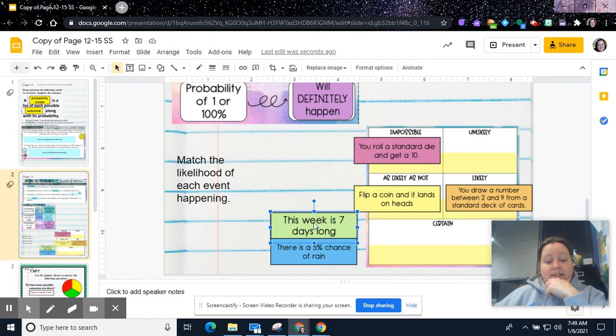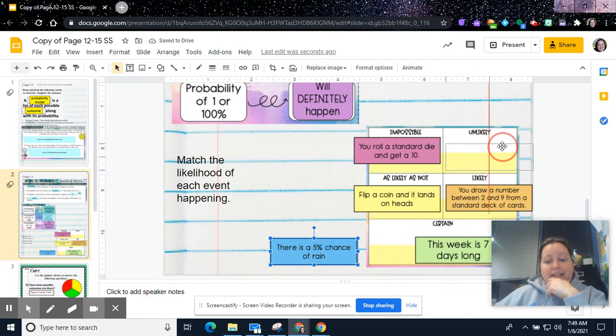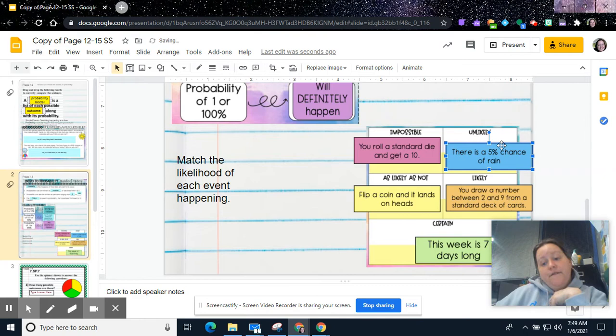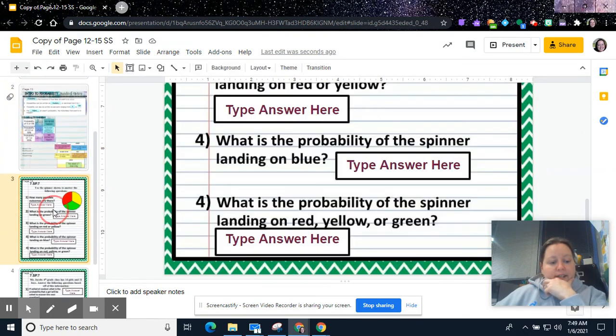The week is 7 days long. That is very certain. And if there's a 5% chance of rain, that is going to be unlikely to happen. Could it happen? Of course, but it's very unlikely. Moving to the next page.